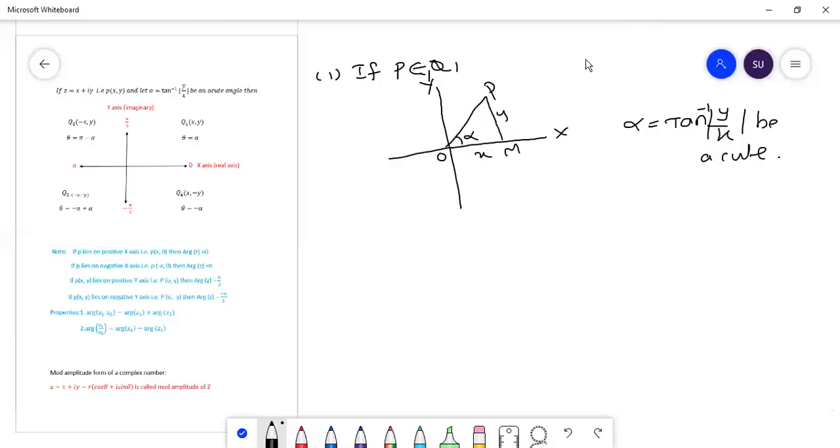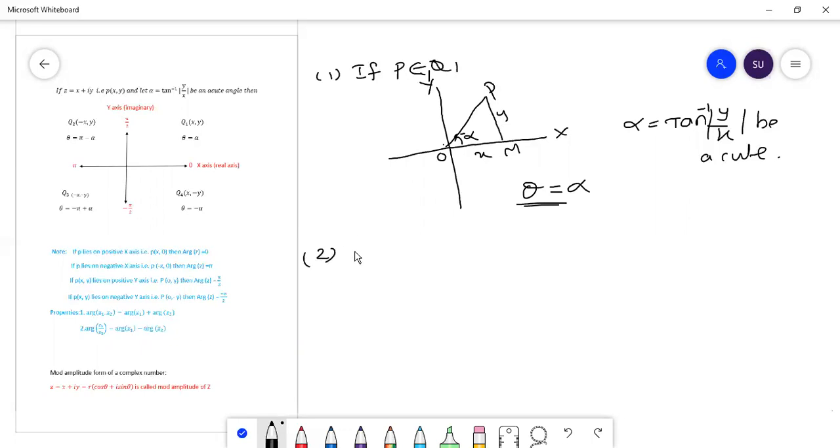If the point P belongs to quadrant 1, that is x comma y belongs to quadrant 1, then as we have already discussed, tan theta is equal to y by x, and I'm taking this angle as alpha. Alpha is an acute angle. From the definition itself, OP making an angle with the x-axis is called the argument. So here I can say that argument is nothing but alpha.